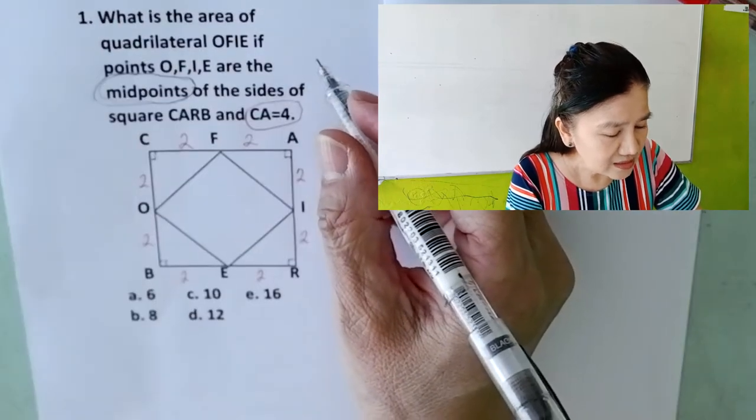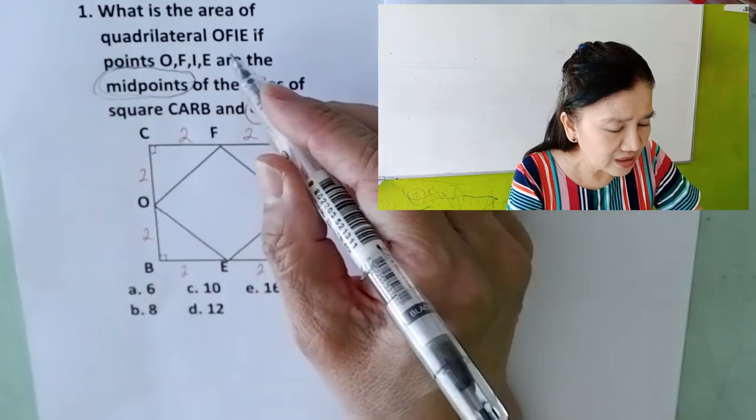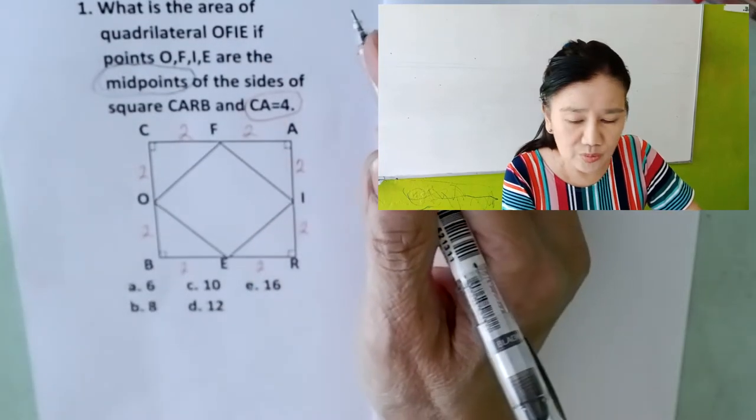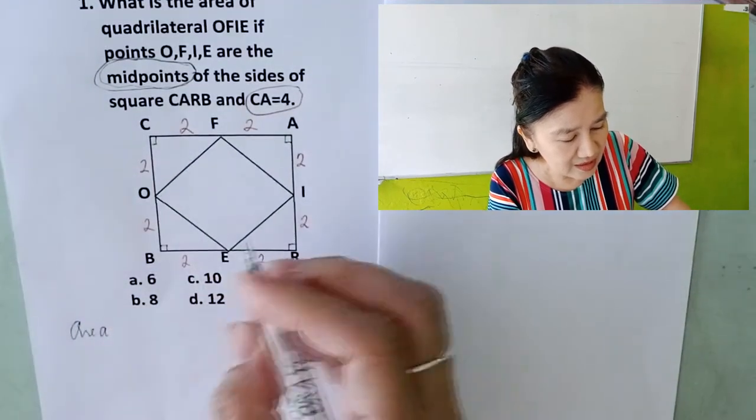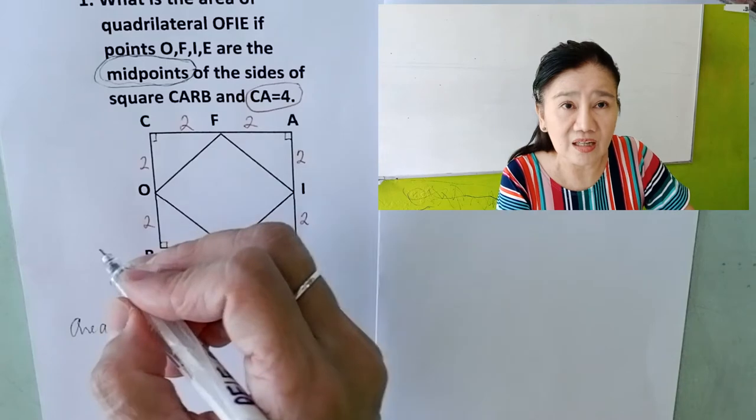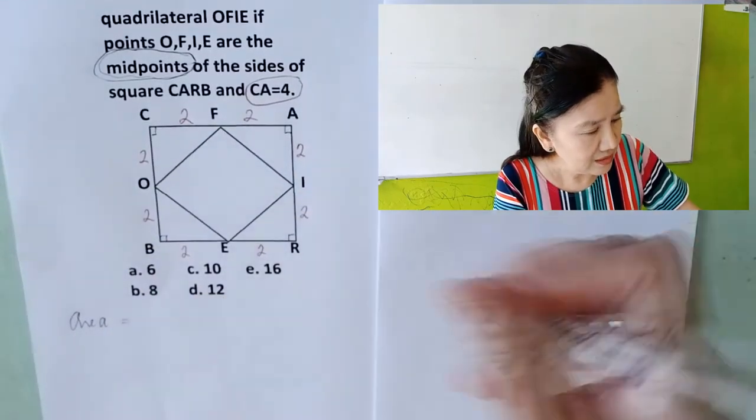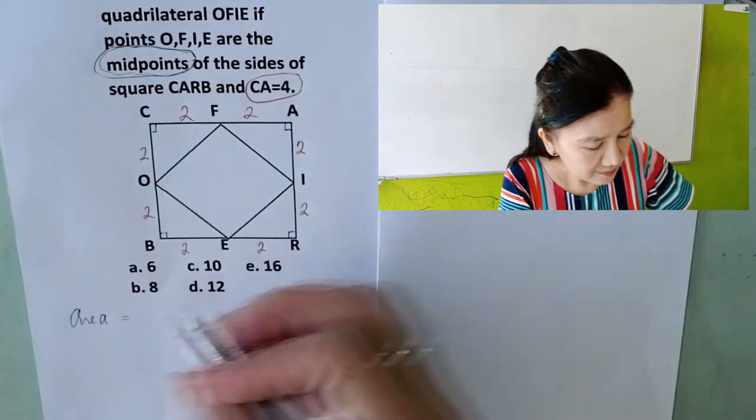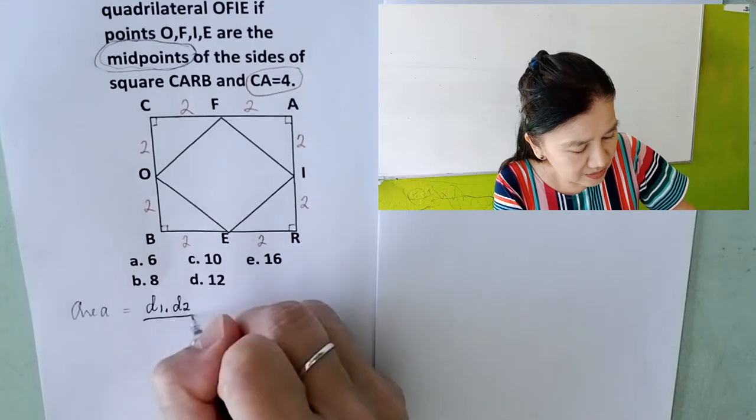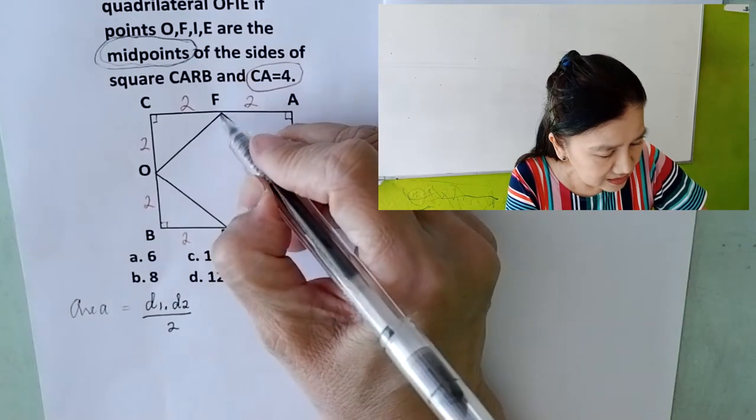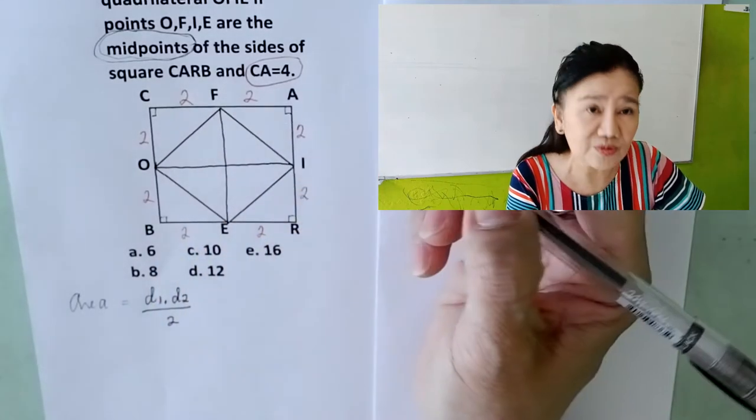Since we're asked to solve for the area of quadrilateral OFIE, there are two ways. The first one is for you to get the area of the quadrilateral by using diagonal 1 times diagonal 2 divided by 2. A diagonal is this. That's diagonal 1. This is diagonal 2.